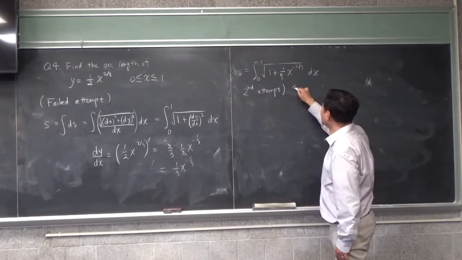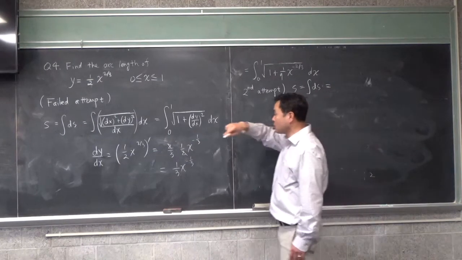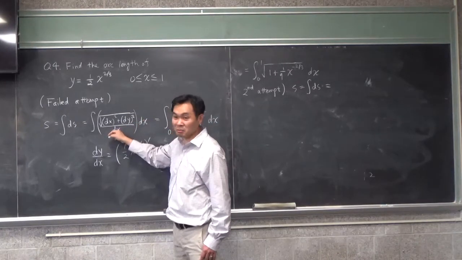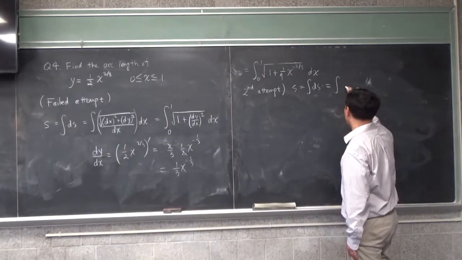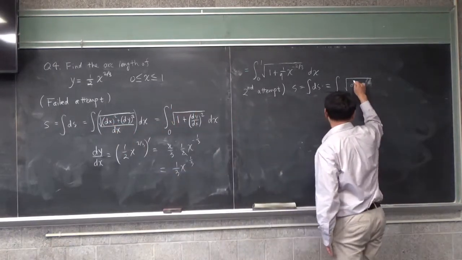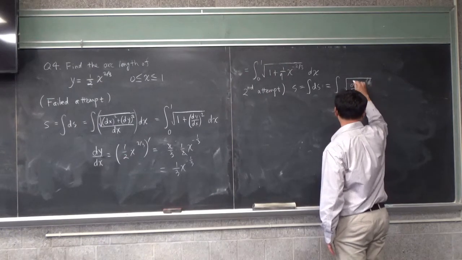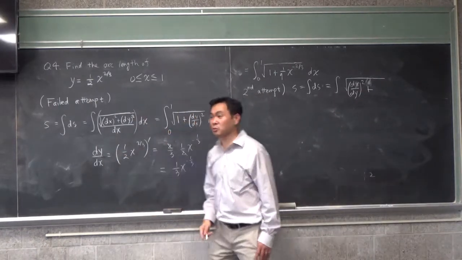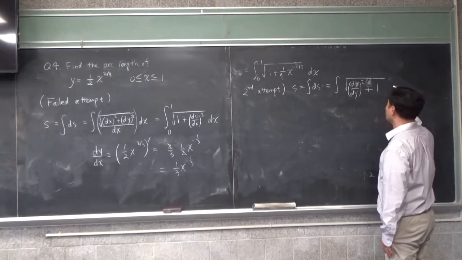Where we start with the same ds, but instead of dividing by dx and multiplying by dx, you divide by dy and multiply by dy, right? And the result of that would mean that you have dx over dy squared. And then dy squared over dy squared will be 1. And you have to integrate by dy.